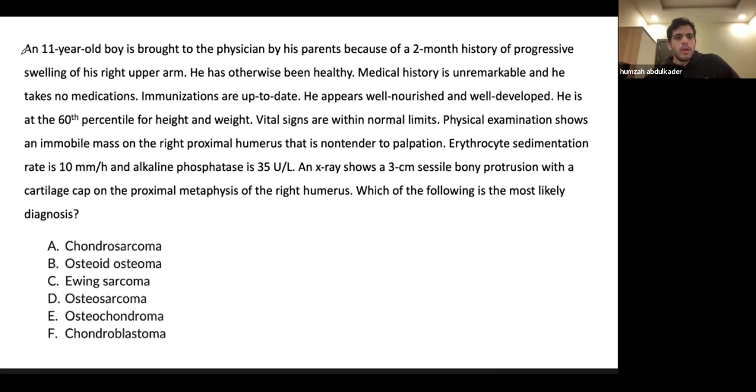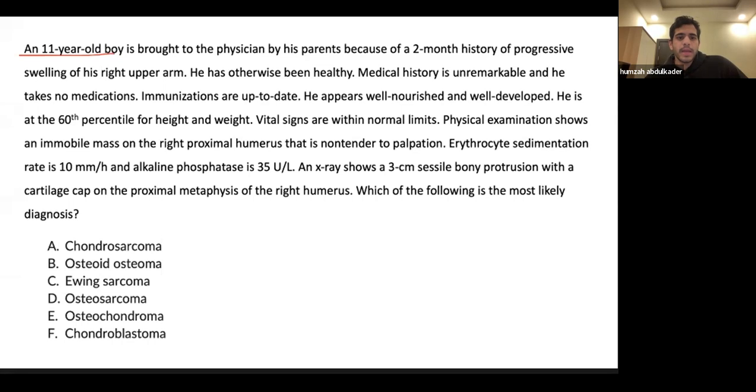Okay. An 11-year-old boy is brought to the physician by his parents because of a 2-month history of progressive swelling of his right upper arm. He has otherwise been healthy. Medical history is unremarkable, and he takes no medications. Immunizations are up to date. He appears well nourished and well developed. He is at the 60th percentile for height and weight. Vital signs are within normal limits. Physical exam shows an immobile mass on the right proximal humerus that is non-tender to palpation.